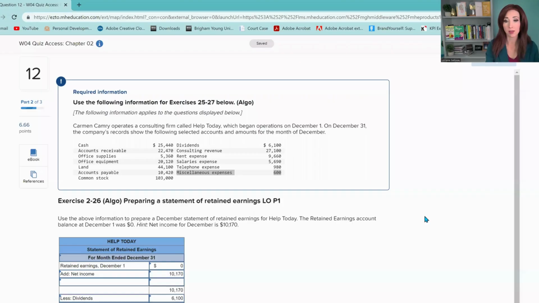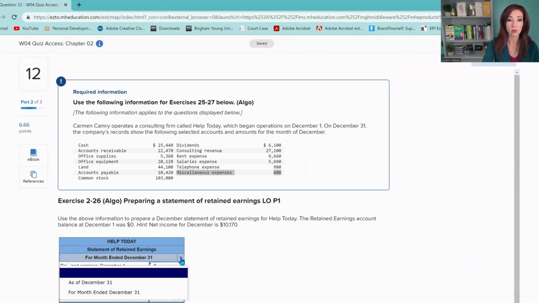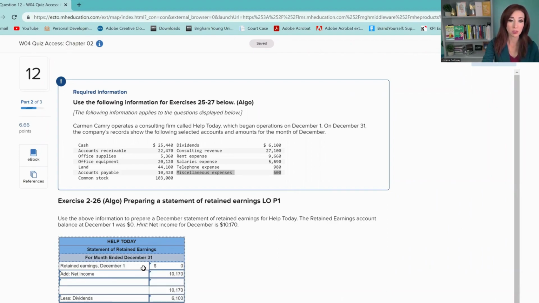So your problem will look something like this. And down here you will have some options. This is another one again that is over a period of time. So you'll need for the month ending in December. You will need to put the net income in here. And that is from the previous problem, which in my formula was 10,170. Your numbers are going to be different. Once you have that, then you're going to look at dividends. And dividends happen to be right up here on the formula. So there are dividends. I put the dividends amount in right here. And then I have my retained earnings as of December 31st.